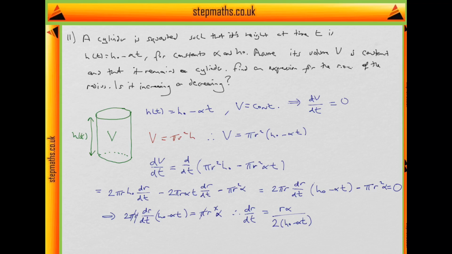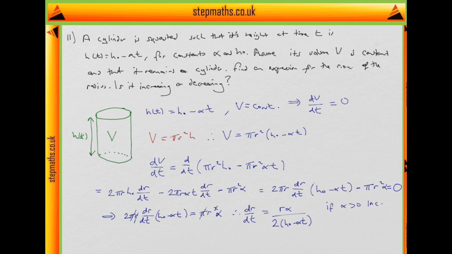Well, we've been told in the question t is strictly less than h0 over alpha. Well, that means that alpha t is strictly less than h0, and therefore h0 minus alpha t is always going to be positive, so always dividing by a positive value. And the radius is positive, and we're going to have to assume for the sake of argument that alpha is a positive value. So if alpha is positive, then we get that the rate of change of the radius is positive. So, sorry, the radius is increasing. So if alpha is greater than 0, it's increasing.